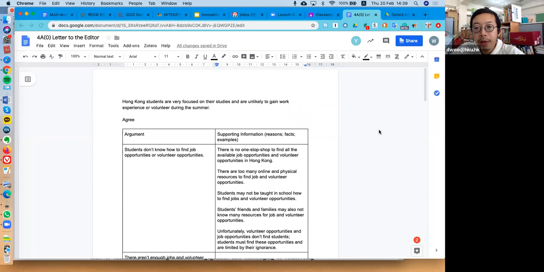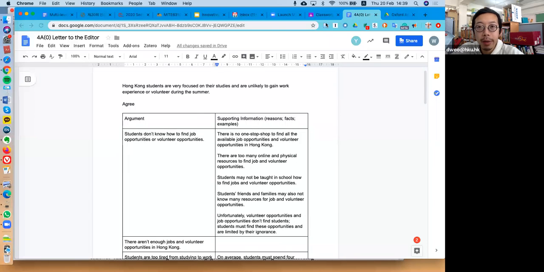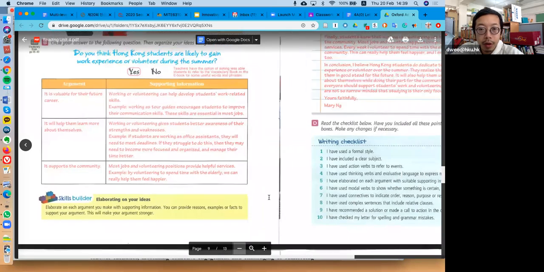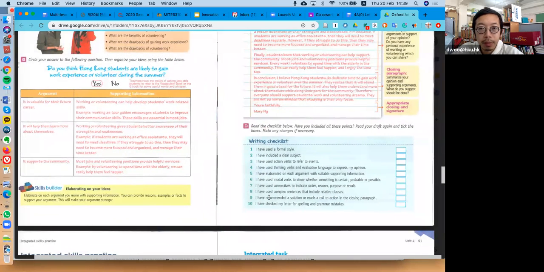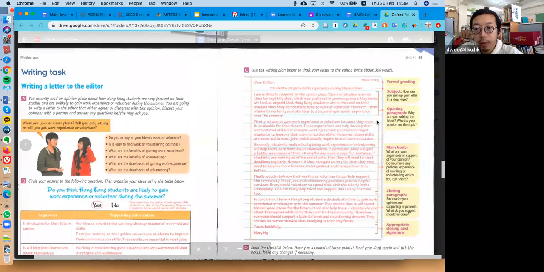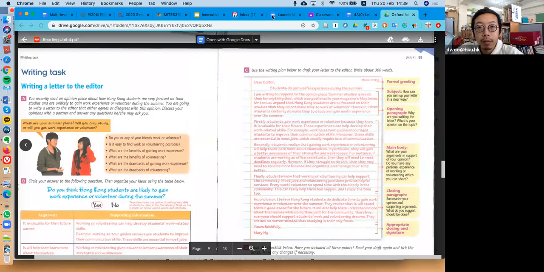I think tomorrow I can meet at 9 o'clock. And we'll start structuring the letter. So here we're just thinking about ideas. And then tomorrow, we'll start structuring the letter a bit. Okay, you need ideas, then you need the structure. You need this right over here. The greeting, the subject, the opening paragraph, the main body, the closing paragraph, the appropriate closing signature.